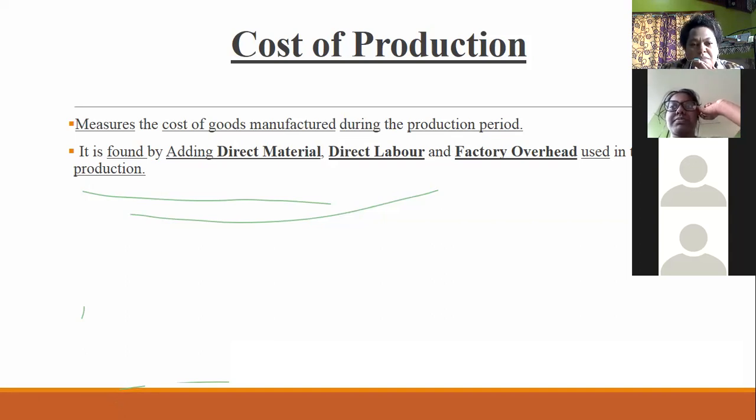Now that we are looking at manufacturing firms, we will be looking at cost of goods manufactured during the production period. Remember, it is not annual. We are not preparing it for the whole year. We are preparing it as per the production.